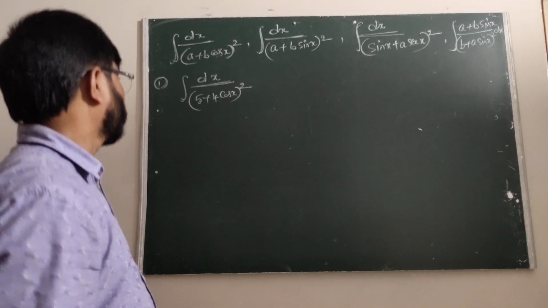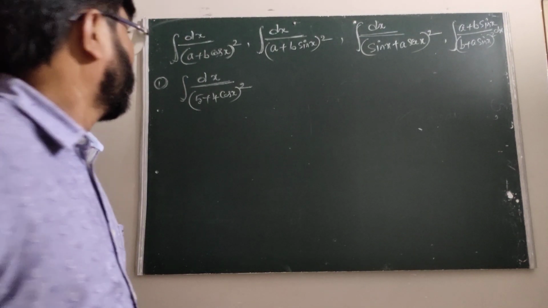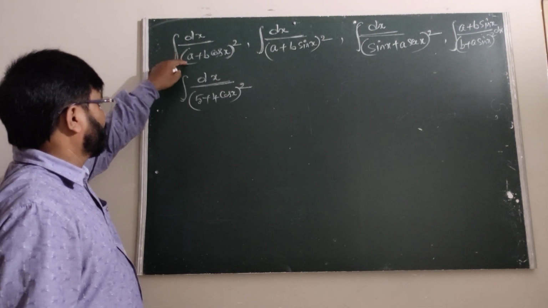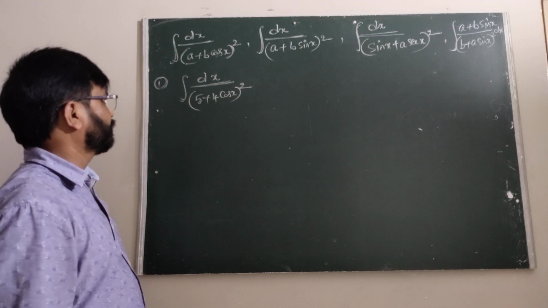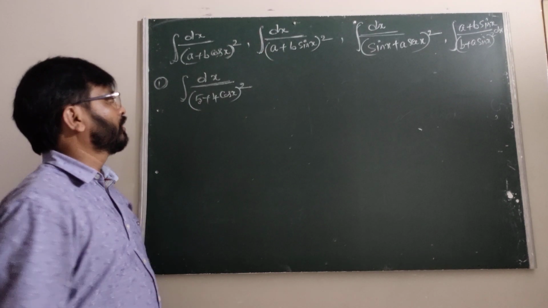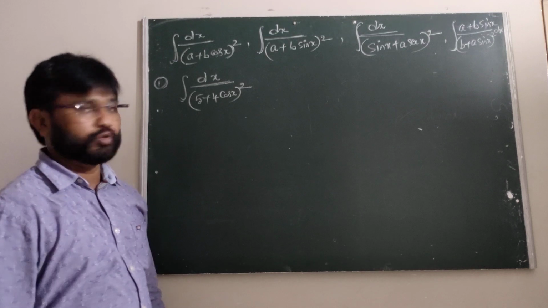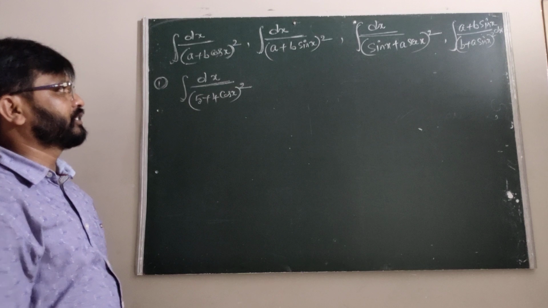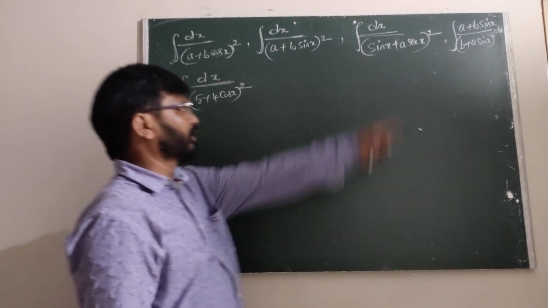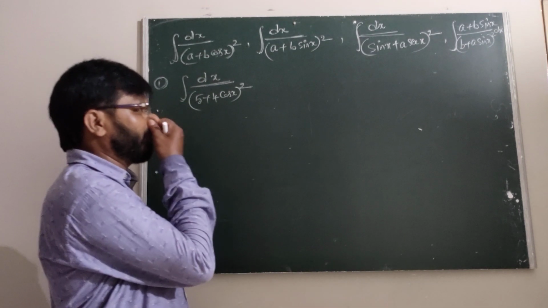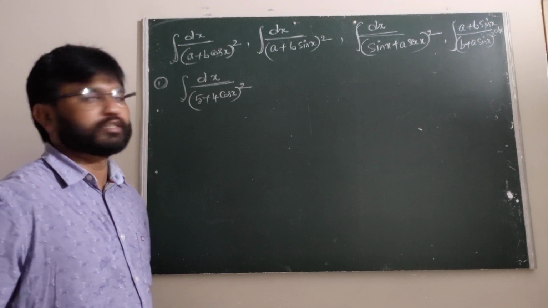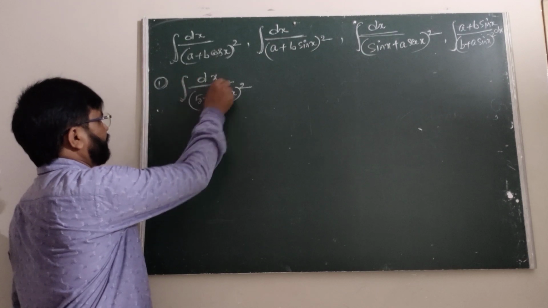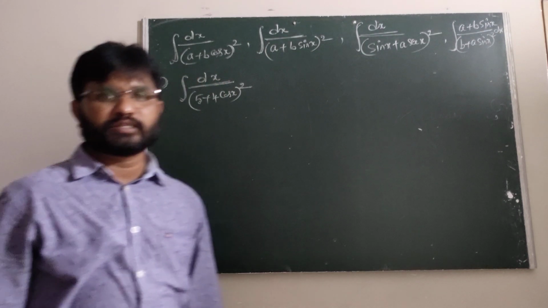So here the integral dx by (a + b cos x) whole square, and the integral dx by (a + b sin x) whole square, and the integral dx by (sin x + a sec x) whole square. Then the integral (a + b sin x) upon (b + a sin x) whole square dx, and at the same time the integral dx upon (5 + 4 cos x) whole square.